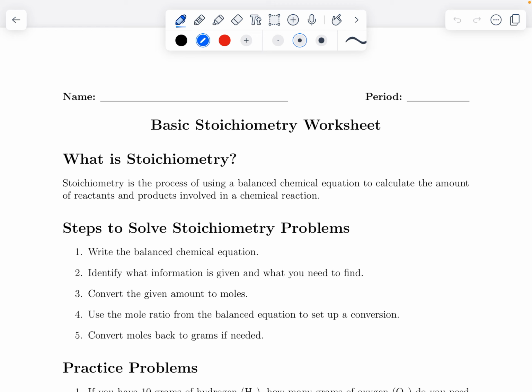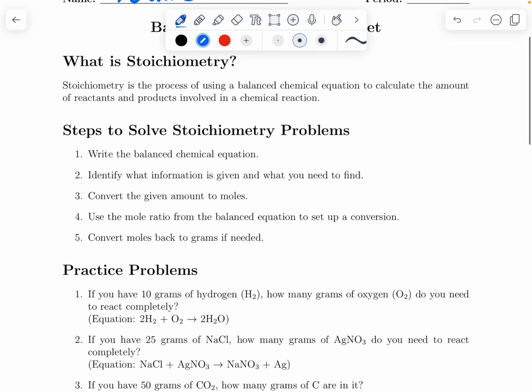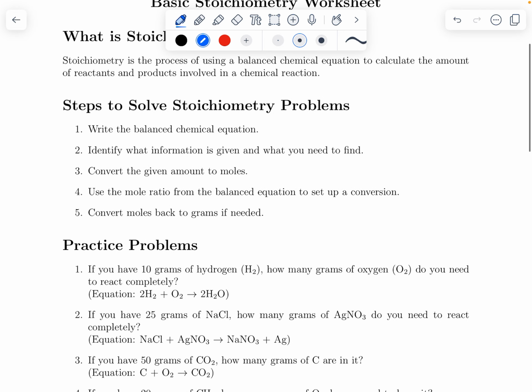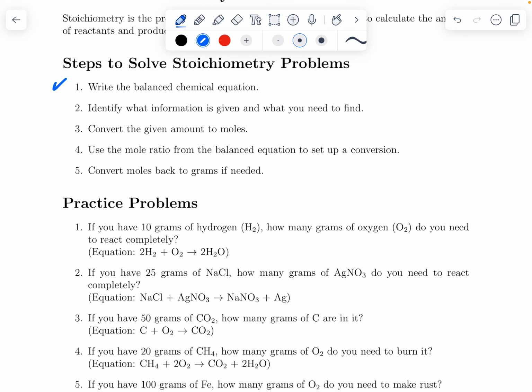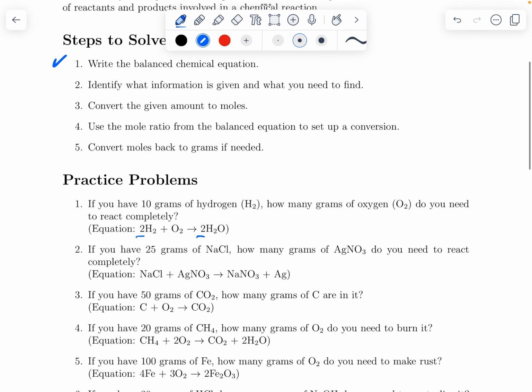Okay, so put your name, your period. Now let's go through these steps one by one. You want to make sure the equation is balanced. If it's not, balance it. If you check this one, see that it's got coefficients in front, so it's probably good. But let's double check it.